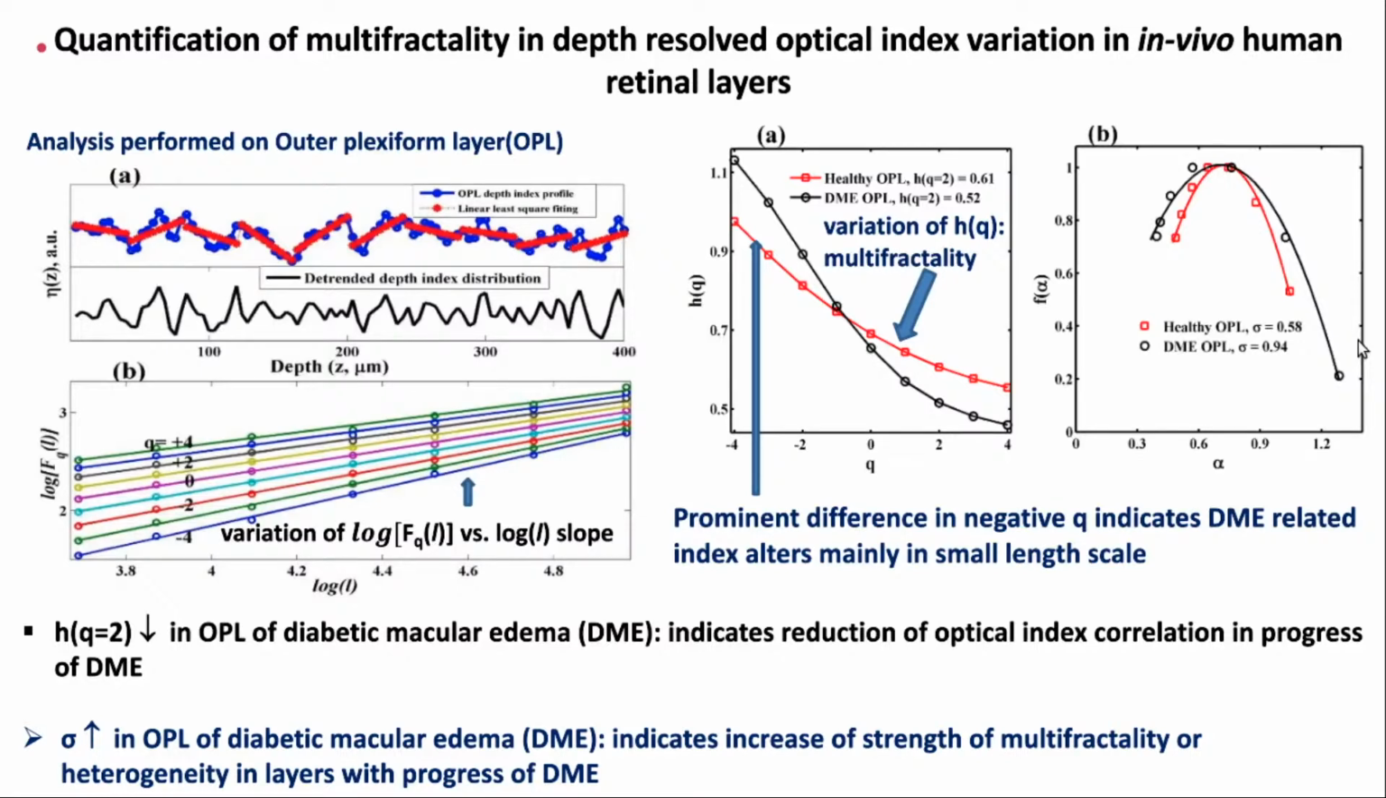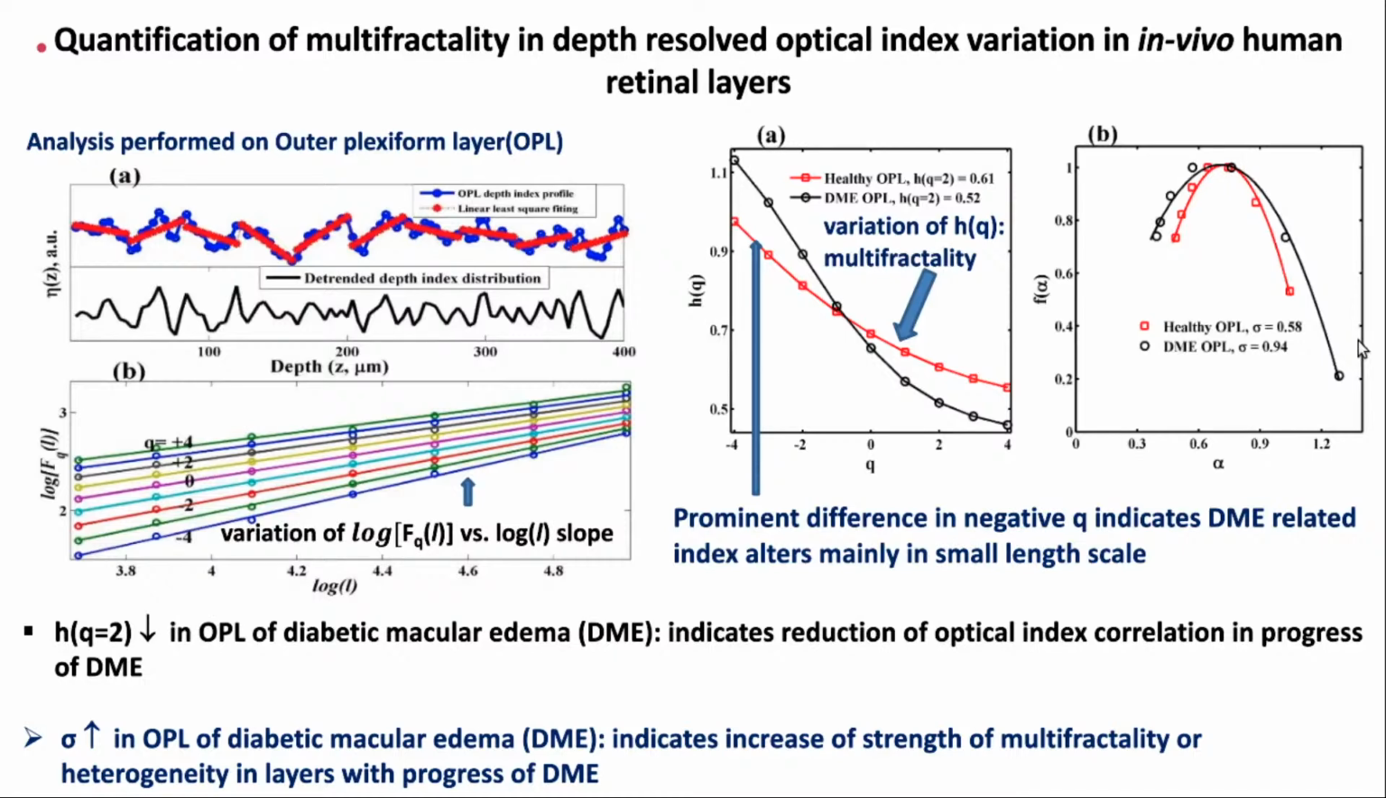So at the quadratic order of moment, h(q=2) in the OPL of diabetic macular edema indicates the reduction of optical index correlation with progress of DME, from figure A. And from figure B, the increment in the sigma value implies that the OPL of diabetic macular edema indicates an increase of the strength of multifractality, or the heterogeneity in the layer, due to progress of the DME, that is, tissue surface heterogeneity.